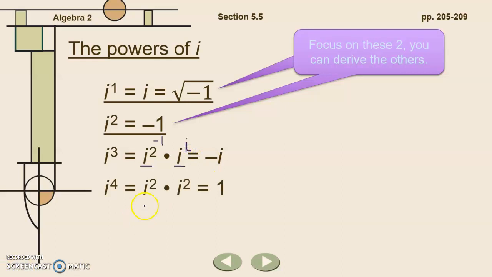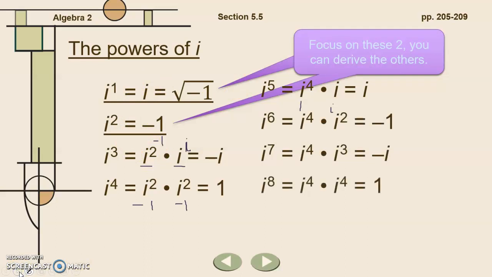And i to the fourth is i squared times i squared. Well, i squared is negative 1, and negative 1 times negative 1 is 1. We can then keep on going following that pattern. i to the fifth is i to the fourth times i. Well, i to the fourth was 1, and 1 times i is i. And you should notice then that our pattern will start to repeat.